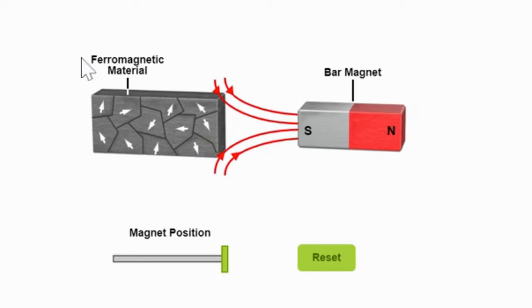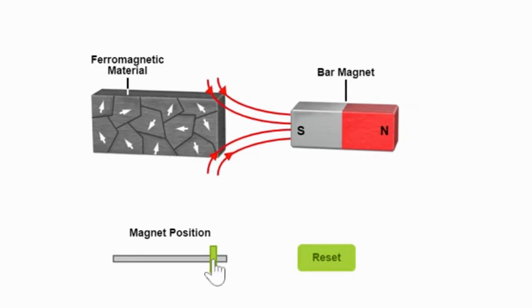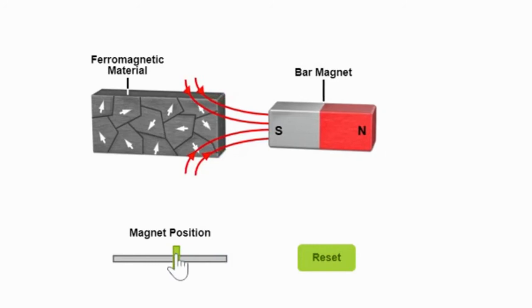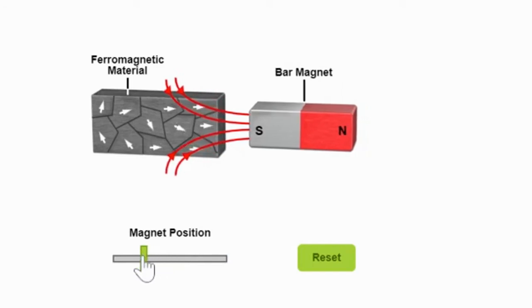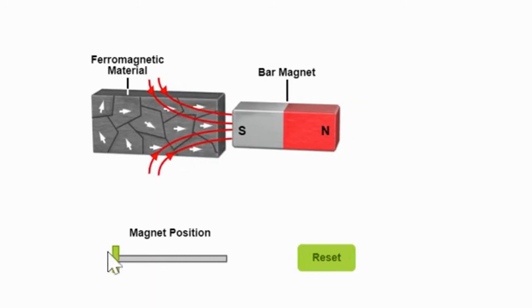And so there's no net magnetic field associated with this. But if you bring a bar magnet closer, so an external magnetic field, closer to your ferromagnetic material, you have the ability to influence those domains to point in the same direction. And so I can bring my bar magnet closer. And as I bring my bar magnet closer, you can see those domains become influenced and they start to line up with the magnetic field associated with my bar magnet.